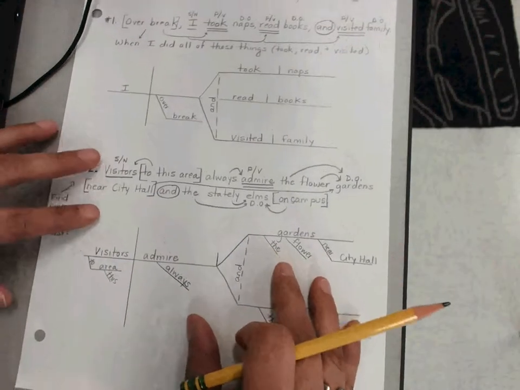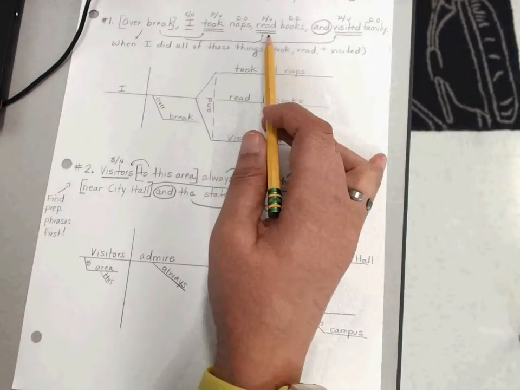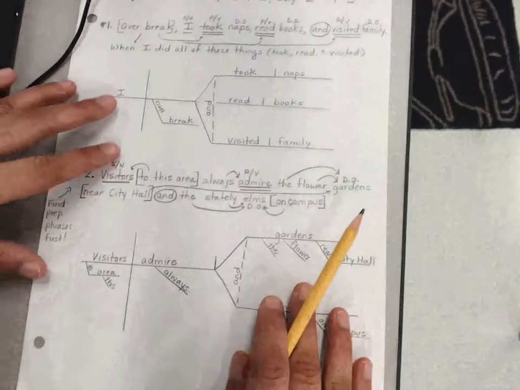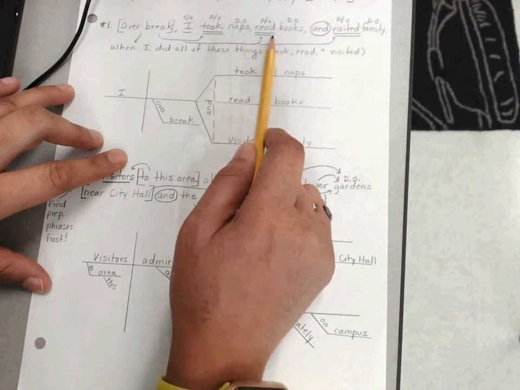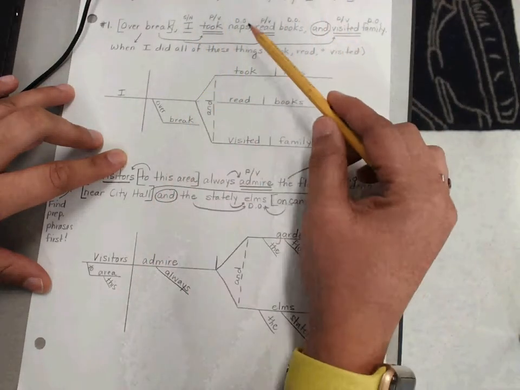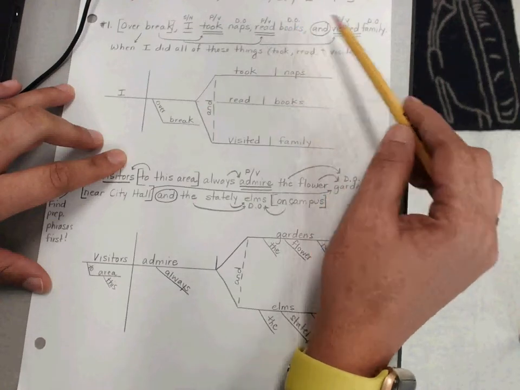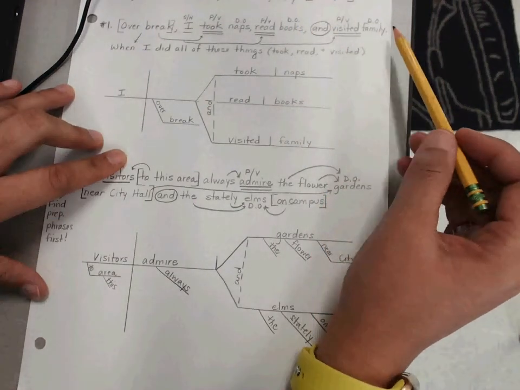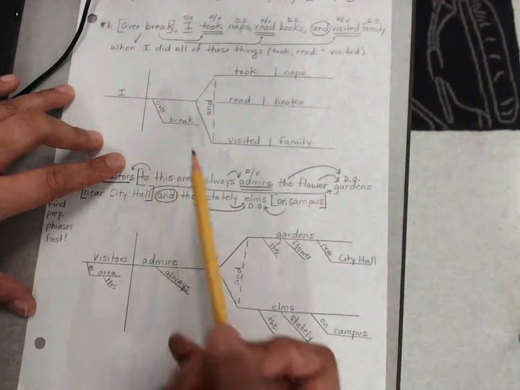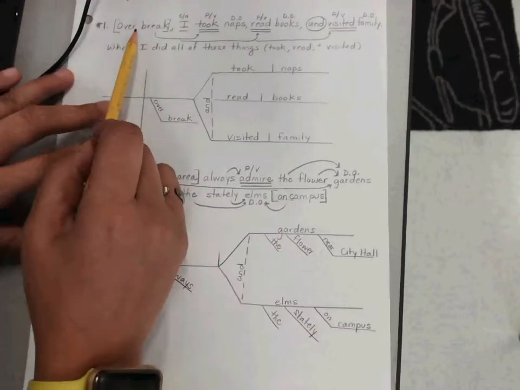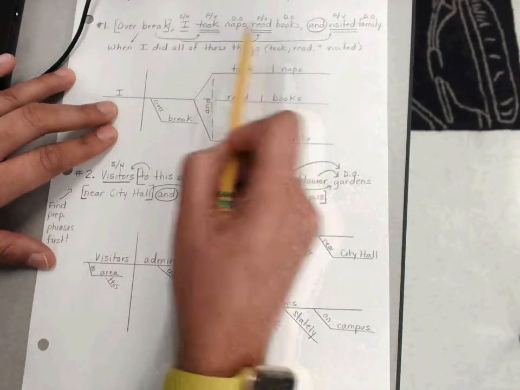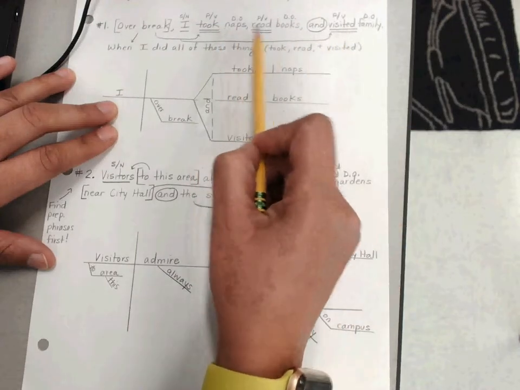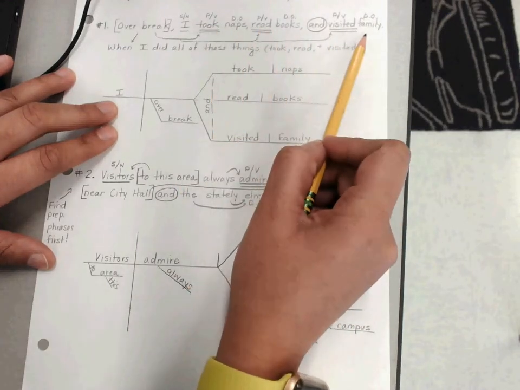So here's this first one. Over break, I took naps, read books, and visited family. One thing to note here is your subject is I, right? Your took, read, and visited are all your verbs, but you've got these DOs as well, naps, books, and family. One of the things I would say, and this was an example we had earlier, is when you have a prep phrase that is applying to all these things, right? So over break is applying to took, it's applying to read, it's applying to visited. I did all of these things over break.